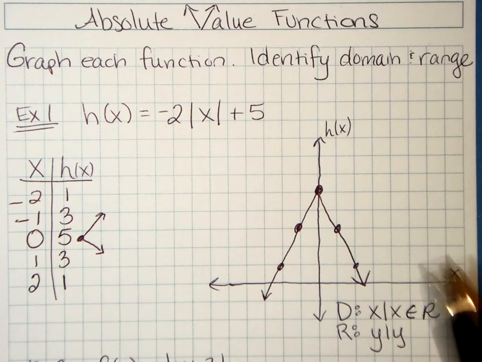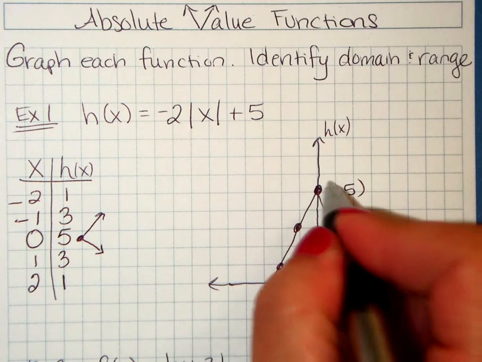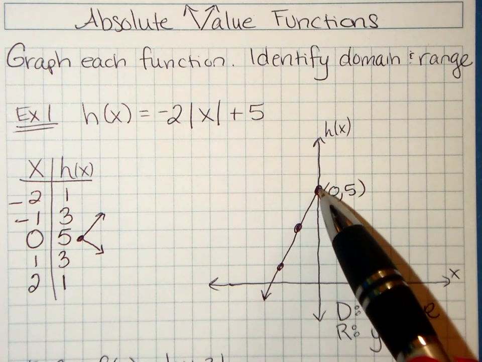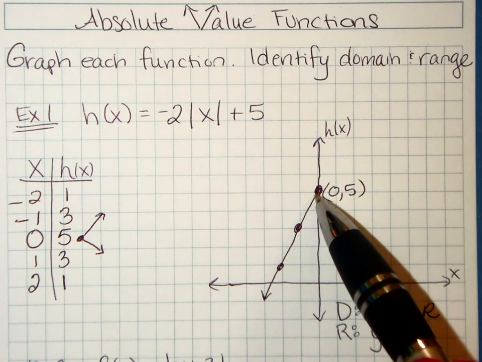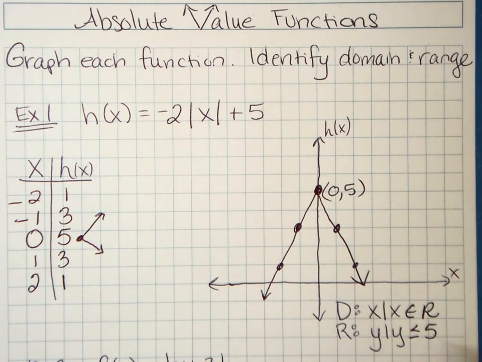Okay? Your range, this point right here is 0, 5. Okay? So 5 is my highest y value. Every other point on my graph is below 5. So it's going to be less than or equal to 5.